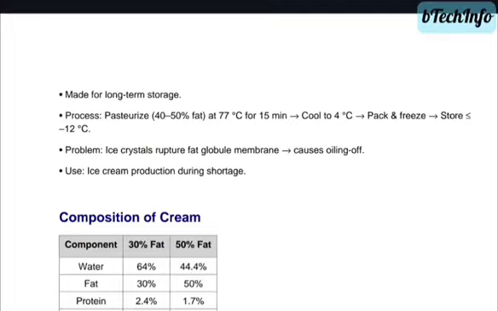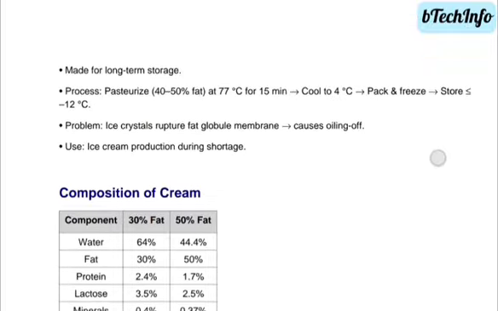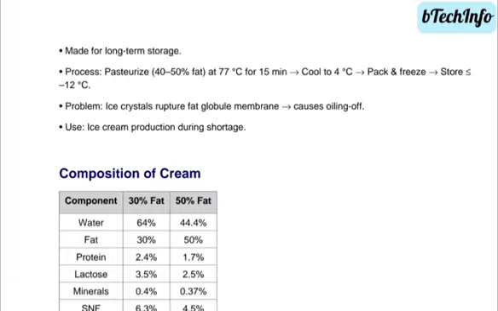What is the problem in this? Ice crystals rupture the fat globule membrane, which causes the oiling off. What is the use of frozen cream? So, ice cream production during shortage. For that we will use frozen cream which we have produced earlier.